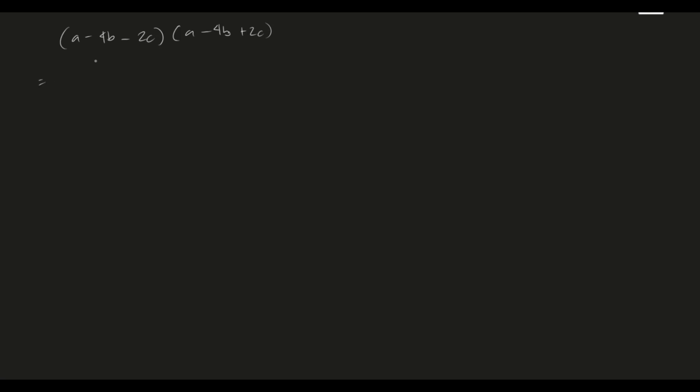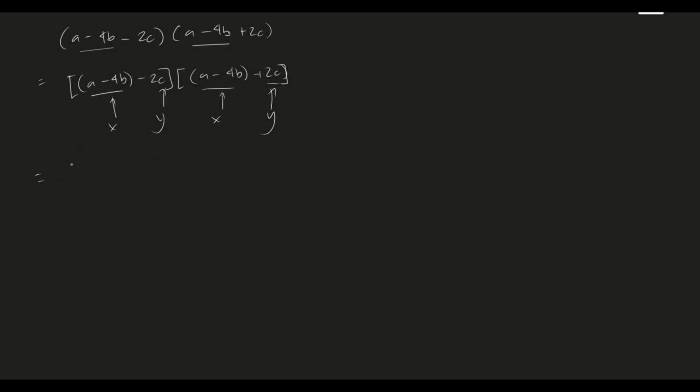So if we look at our example here, we have a minus b on this side, and also we have a minus 4b on this side. So that can be grouped as one. So we have the quantity of a minus 4b minus 2c. Also we have a minus 4b plus 2c. Okay, so represent this as x, this is y, also the same for this side.